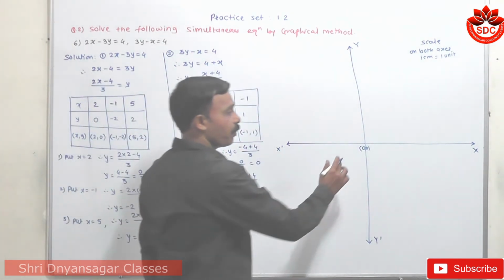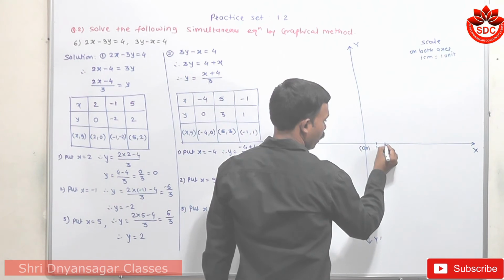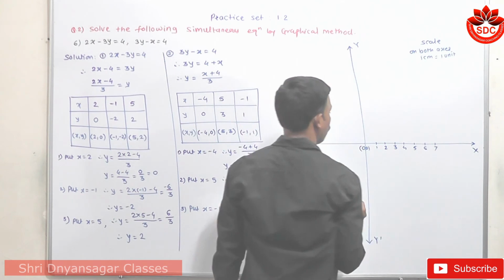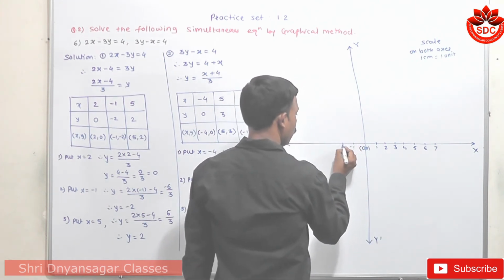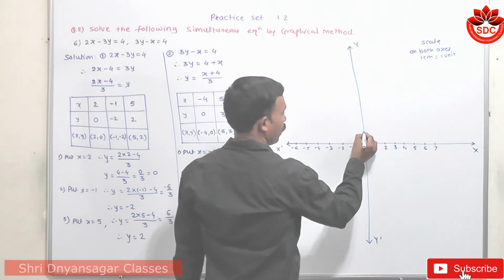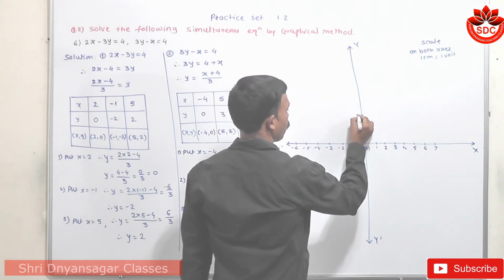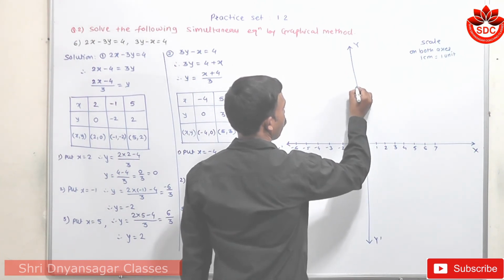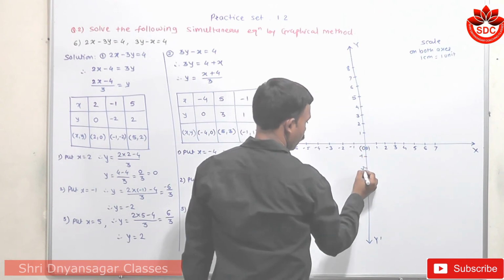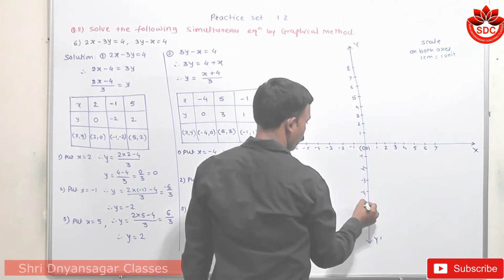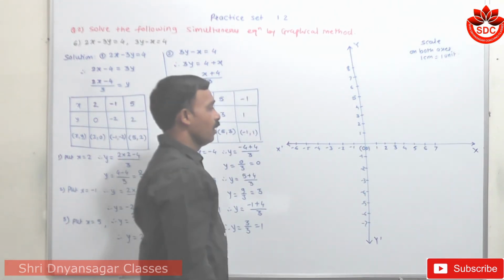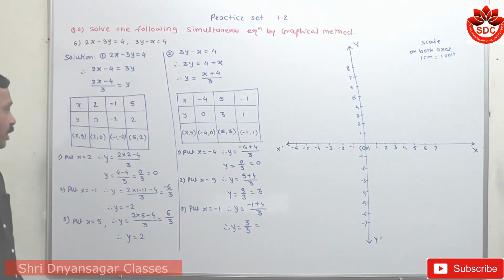Then here are the positive numbers on this side: 1, 2, 3, 4, 5, 6, 7. Here is minus 1, minus 2, minus 3, minus 4, minus 5, minus 6. Here is 1, 2, 3, 4, 5, 6, 7, 8. Here is minus 1, minus 2, minus 3, minus 4, minus 5, minus 6, minus 7, etc. Student, then we plot the points here.